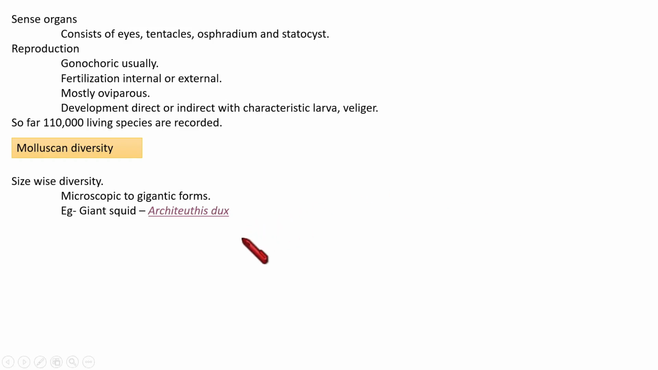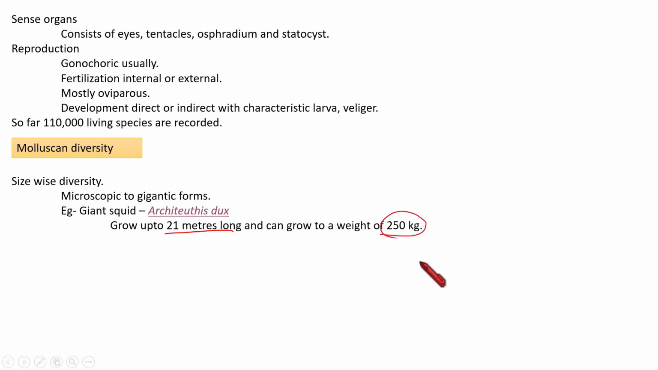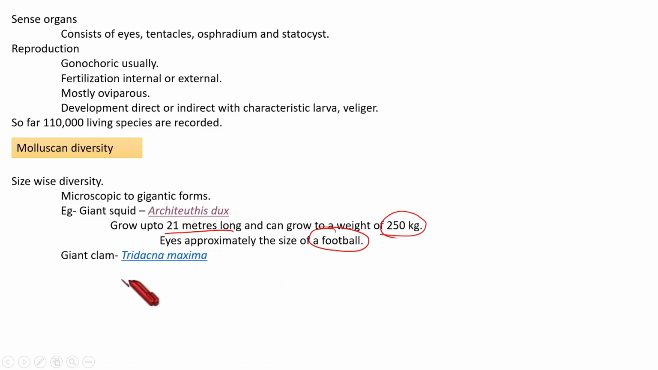Let's see how much it can grow. It can grow up to 21 meters long, and it can weigh up to 250 kilograms. That much giant. And if we look at its eyes, they are even the size of a football. The size of a football is very familiar to us, so we can understand how big that squid is.